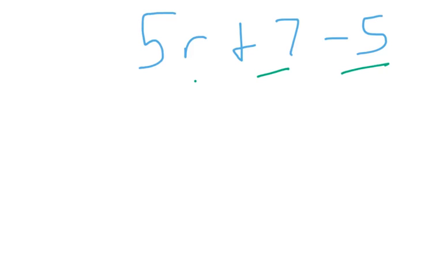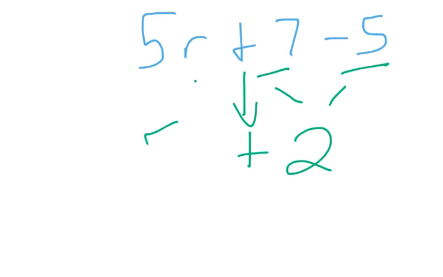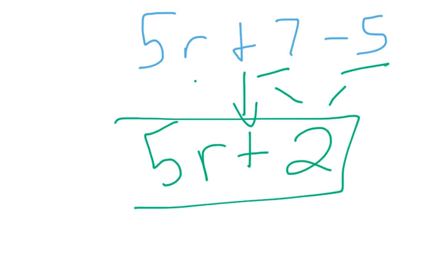So another problem is 5R plus 7 minus 5. So now there are no terms that go with the 5R, but we have a number here and a number here. So we just combine these two numbers here. What is 7 minus 5? 7 minus 5, of course, is 2. Bring down our plus sign, and then we just bring down the 5R. And so your answer is 5R plus 2.